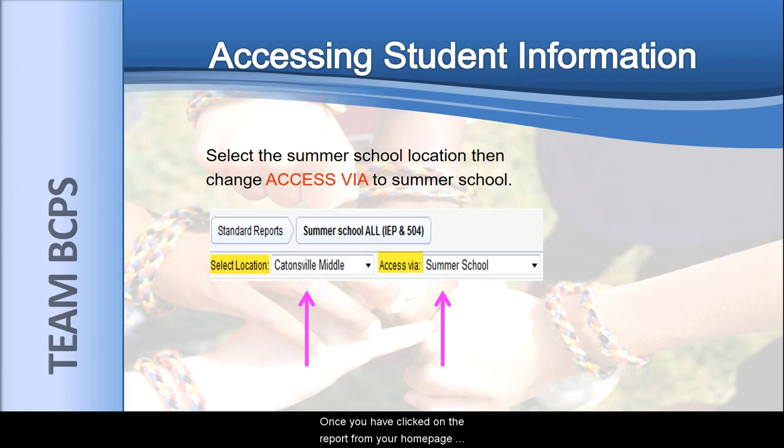Once you have clicked on the report from your home page for which you would like to access, you will be taken to the following screen. It is important that you choose your ESY site for the selected location and then change the Access Via to Summer School. If you do not change the Access Via from default to Summer School, you will not see all of the students who have been placed at the ESY site.